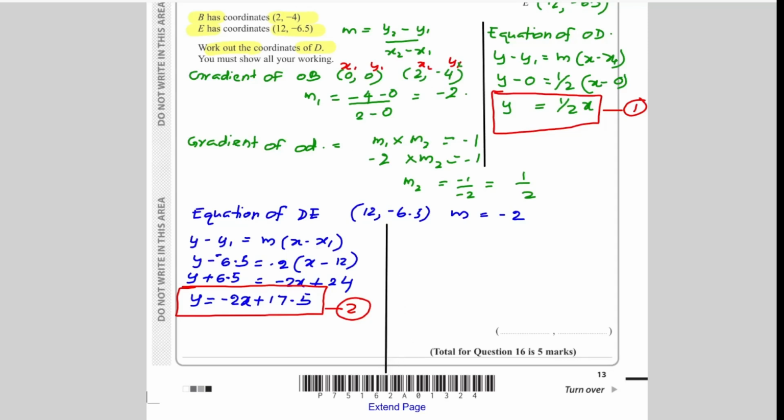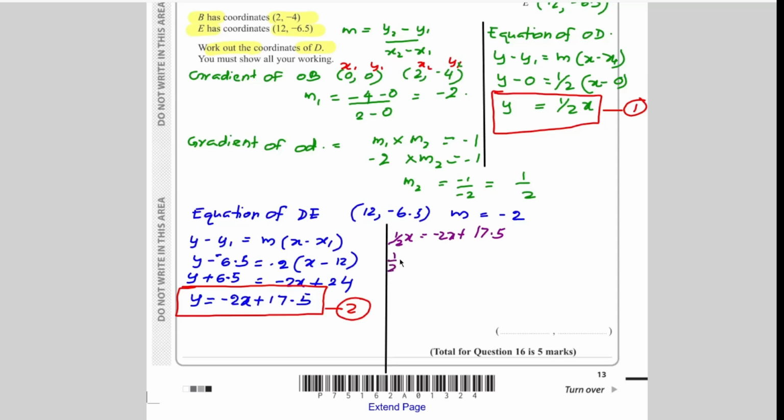Now simultaneous equations. That's the final step of this question. So y equals half x, y equals minus 2x plus 17.5. Therefore, I can write half x equals minus 2x plus 17.5. Because this is y equals half x, this is also y equals minus 2x plus 17.5. Both are equal to y. Then I can equate both sides.